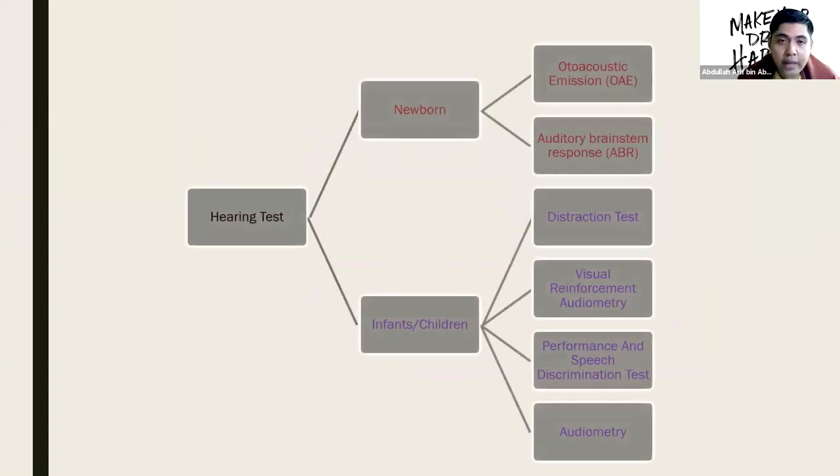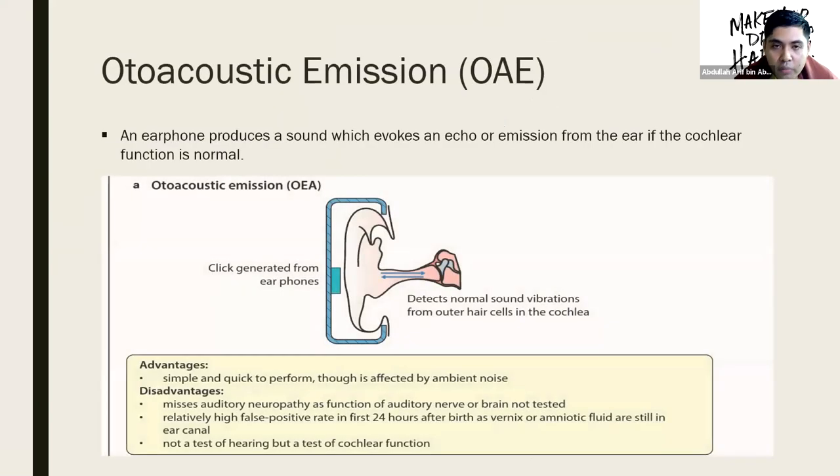Okay, next. If we suspect the baby has a hearing problem, we can do some investigation. For hearing tests, we can divide the tests into two groups: newborn, and infant and children. In the newborn, we have OAE and ABR. For infants, we have the distraction test, visual reinforcement audiometry, performance and speech discrimination test, and audiometry. Next, we go first to the newborn.